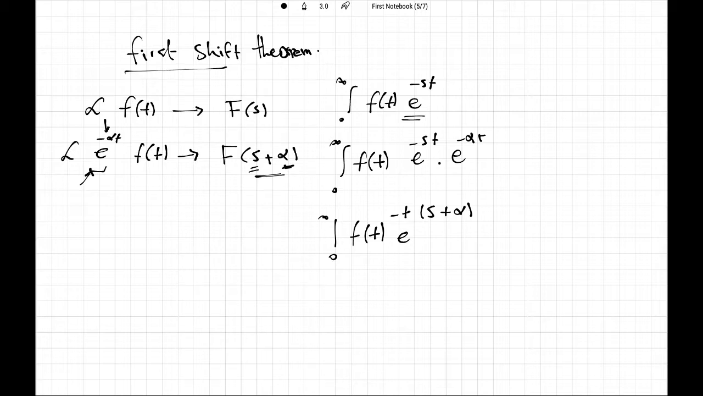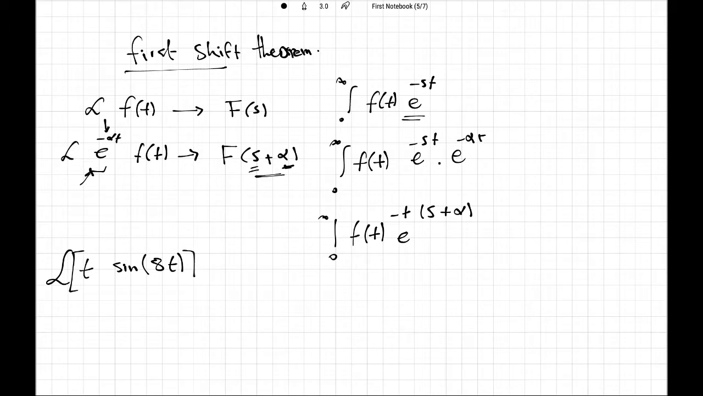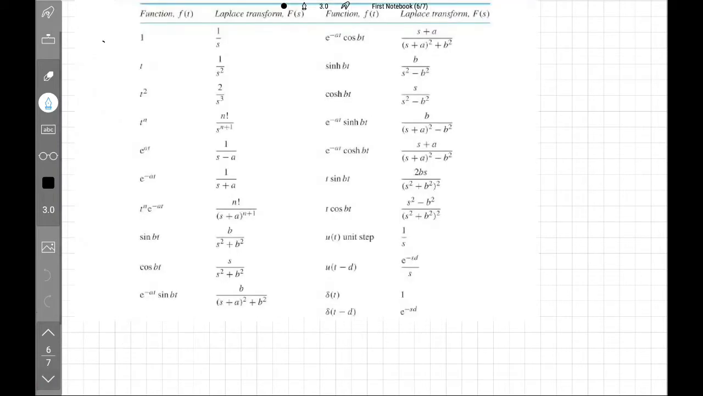Now let's take an example. If you have t sin 8t, we can go to our table and find the Laplace transform of this, and then we will use the first shift theorem to find the Laplace transform of e^(-alpha t) times t sin 8t, which is not in our table. Let's see.